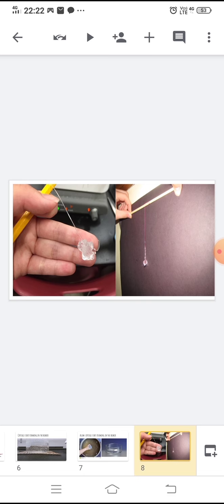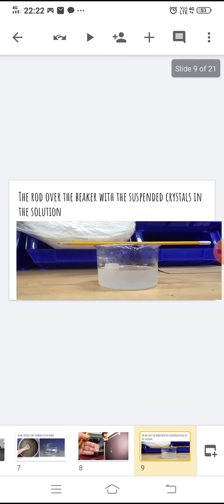Heat the alum solution again and dissolve all the alum. Tie the thread with the crystal at one end to a pencil. Finally, place the rod over the beaker with the suspended crystal in the solution. Leave the beaker undisturbed for a few days.